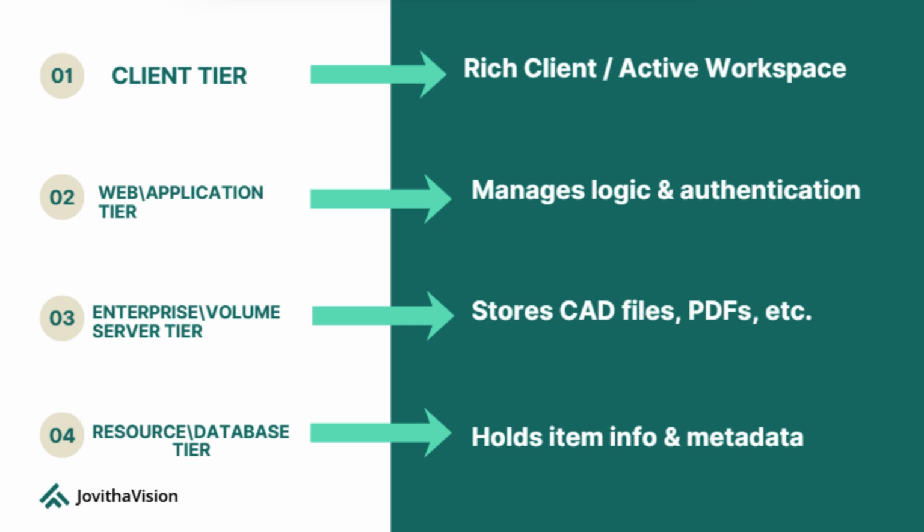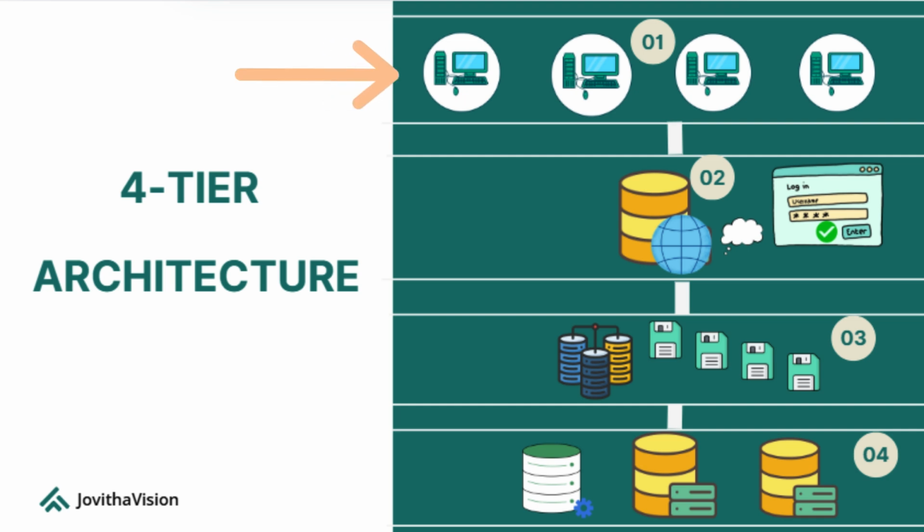In four-tier architecture, there are four main layers, each with a specific purpose: client tier, web tier, enterprise tier, and resource tier. Let's see what each one does in a simpler way. Client tier. This is where users interact with Teamcenter. It can be the Rich Client, which is installed on a PC, or Active Workspace, which is browser based. For example, a designer opening a CAD model or a manager reviewing a change order. Both actions start from the client tier.